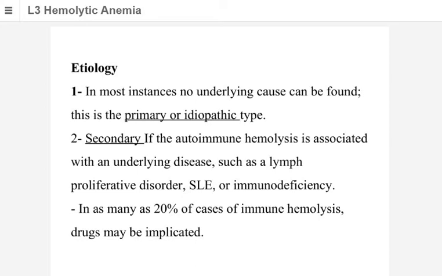Etiology. Immune hemolytic anemia, warm type. In most cases, no underlying cause can be found. This is the primary or idiopathic type. But if it is secondary, the autoimmune hemolysis is associated with an underlying disease such as lymphoproliferative disorder, SLE, or immune deficiency. In as many as 20% of the cases of immune hemolysis, drugs may be implicated. If there is no cause, it is idiopathic or primary.